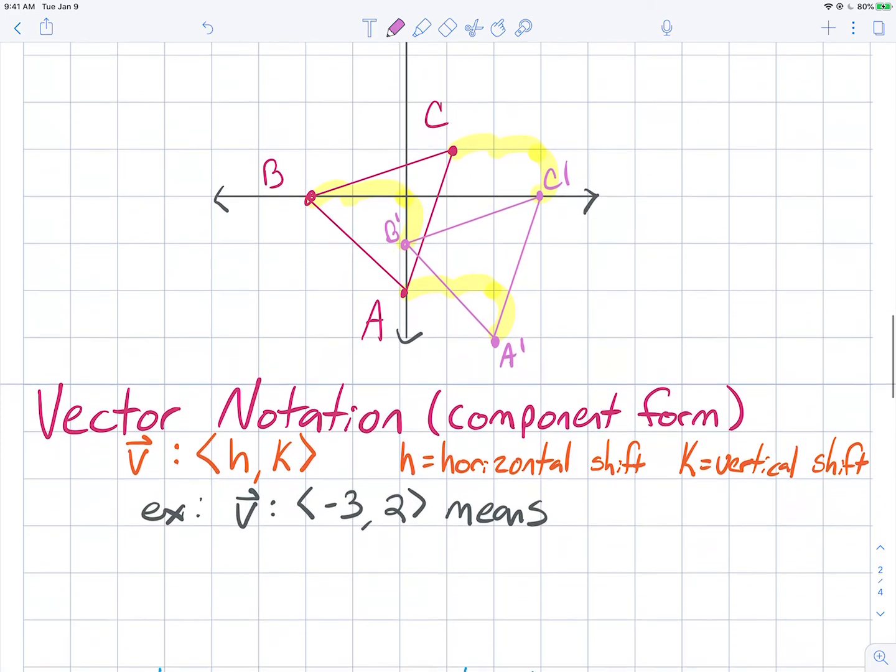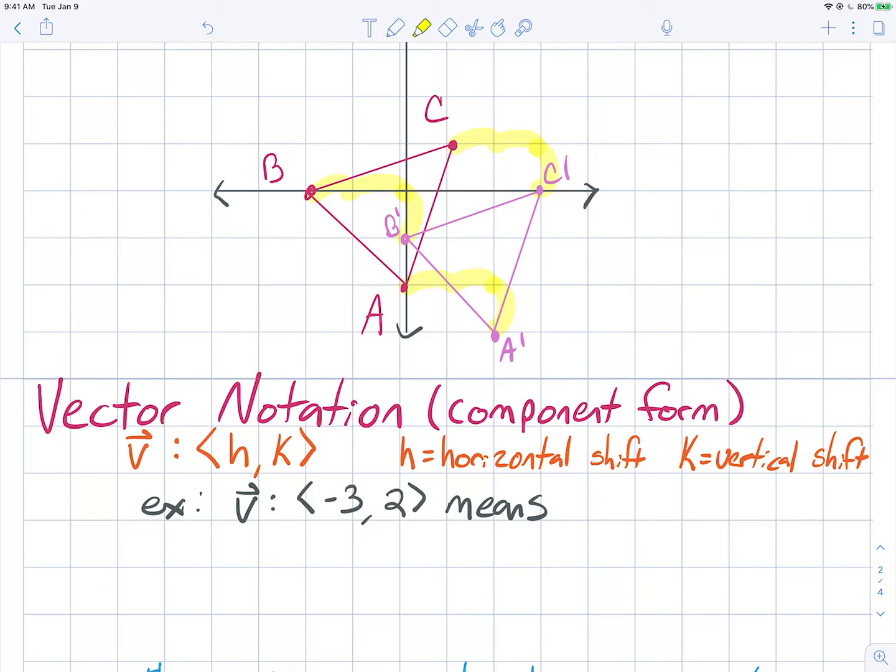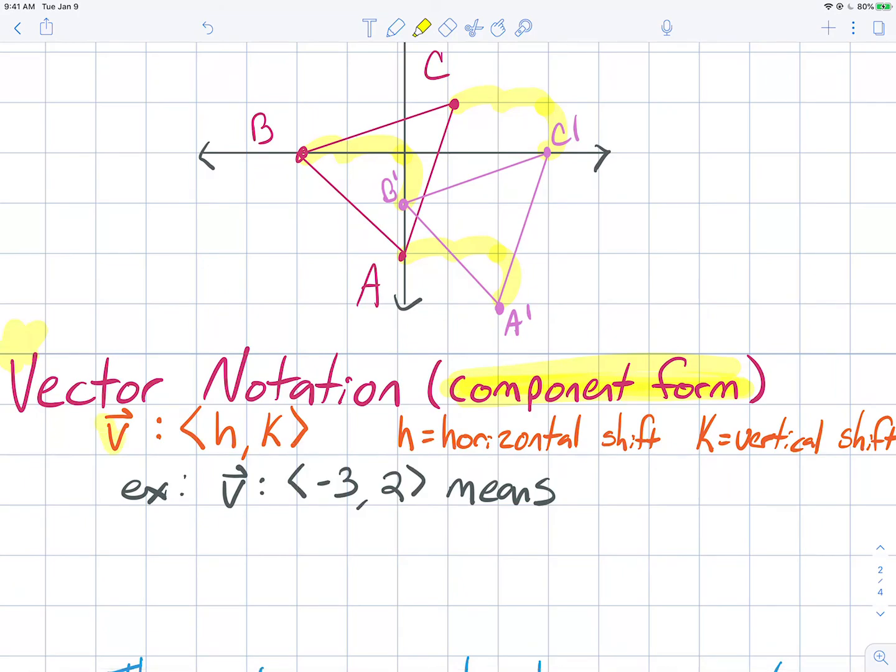Now, that is one way to write directions. Another way to write it is called vector notation, in which you're going to write it in component form. So when we write it in vector notation, this is our little vector symbol right here, a V with a little half arrow over it. It has all the same information, except we're going to write it as h comma k. So you don't need your x comma y becomes x plus h comma y plus k. You just write it with the little pointy brackets and h comma k. Again, h is still the horizontal shift and k is the vertical shift.